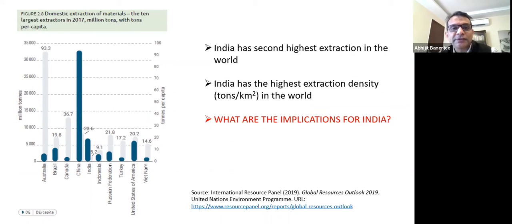Now concentrating on India, let's look at the situation India is in. If you look at the graph here, again taken from an International Resource Panel study, we see that in terms of total extraction, India is second in the world.